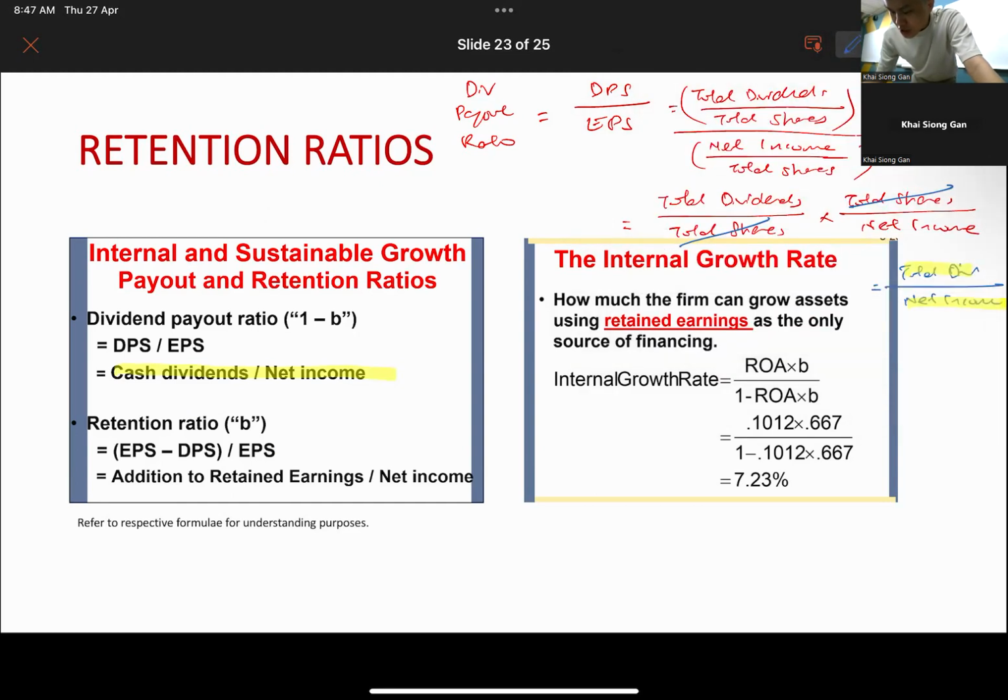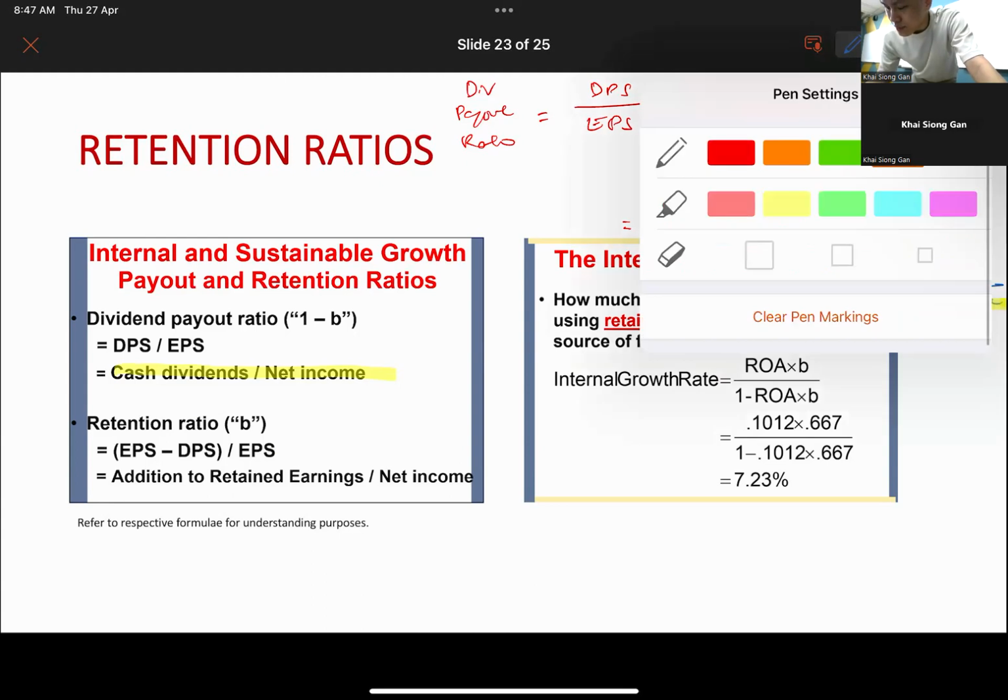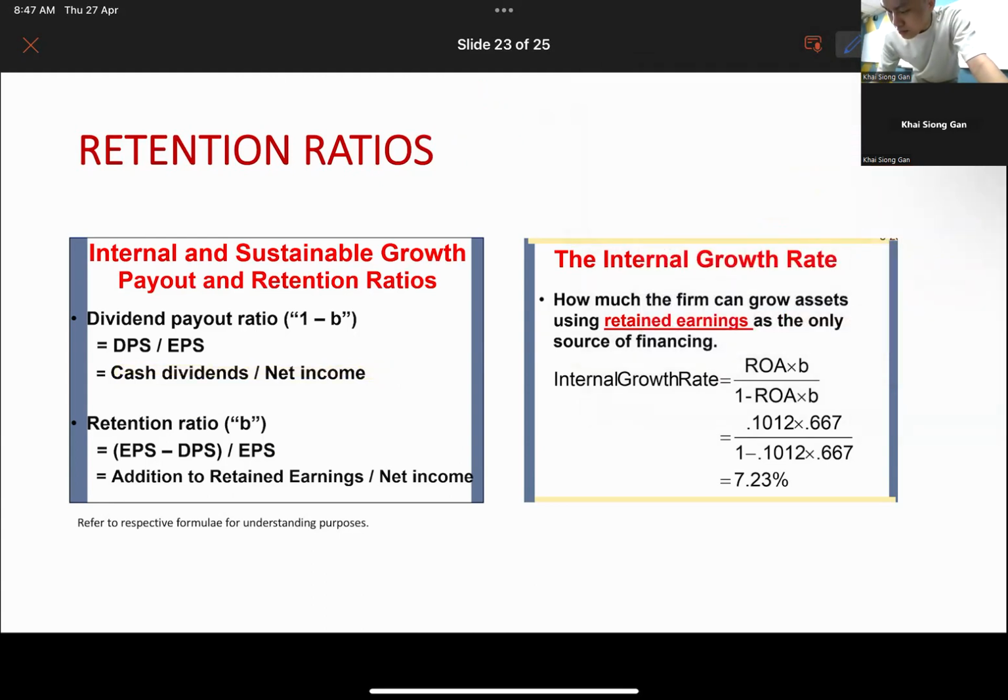Okay, next one, retention ratio, b, the money that is being kept in the business to pump back into the business. So the formula here, retention ratio b can be rewritten as earnings per share minus dividend per share, divided by earnings per share. Earnings per share means net income as a proportion of total shares. Dividend per share is total dividends divided by total shares.